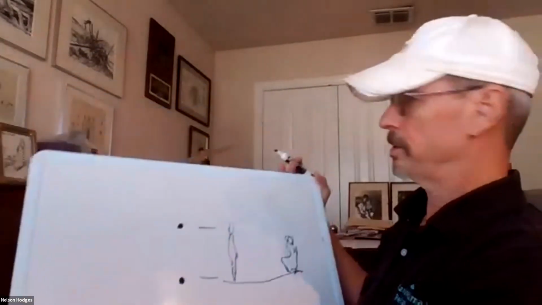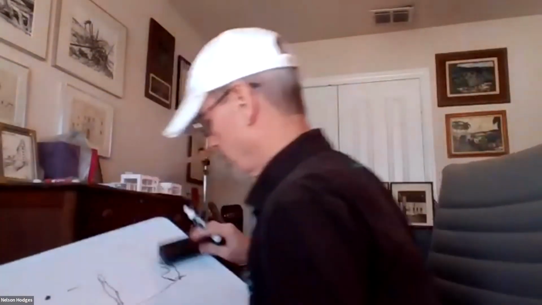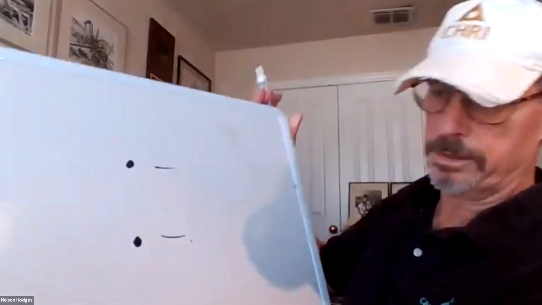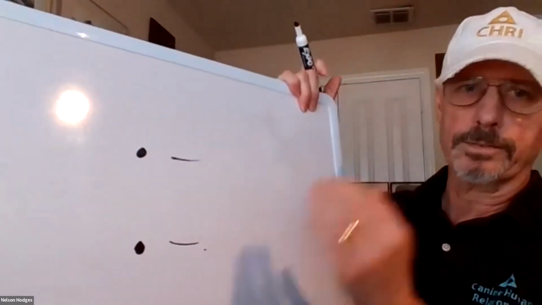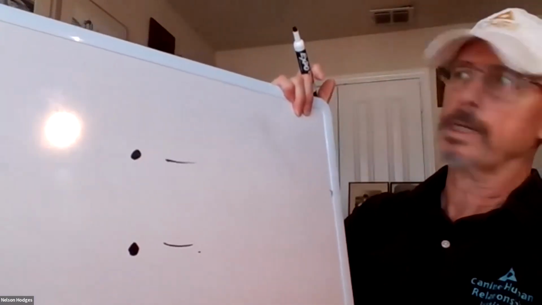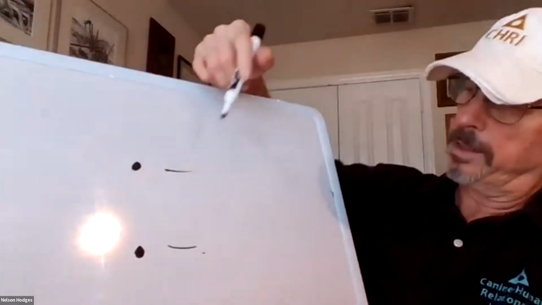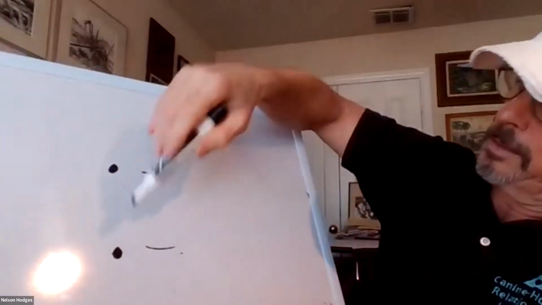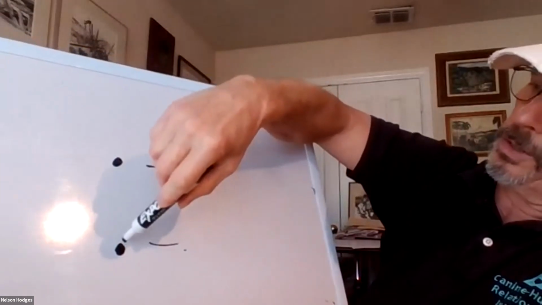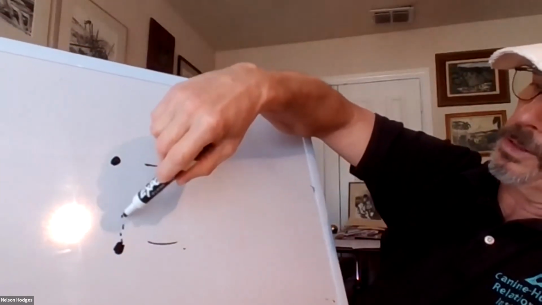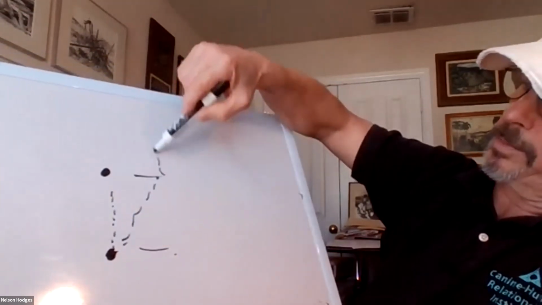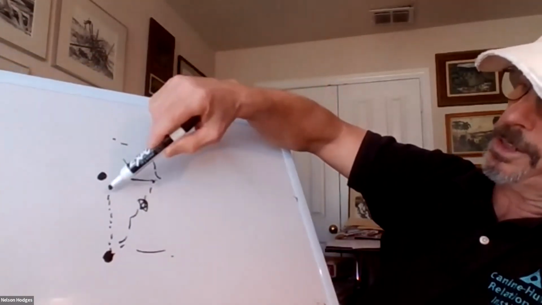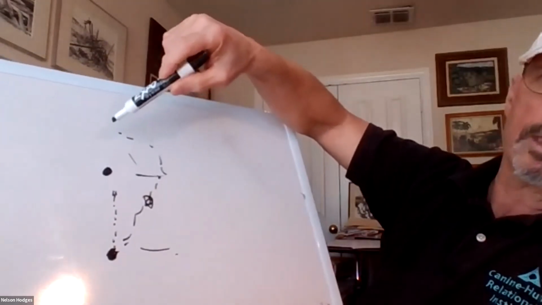Now, I'm going to post on the Telegram site a list of the different things that you're going to do. I'm not going to take the time to do that right here, but essentially what you're going to do is different approaches. Sometimes you'll come straight. Sometimes you'll go on an angle. Sometimes you'll go around. Sometimes you'll stop at various points.